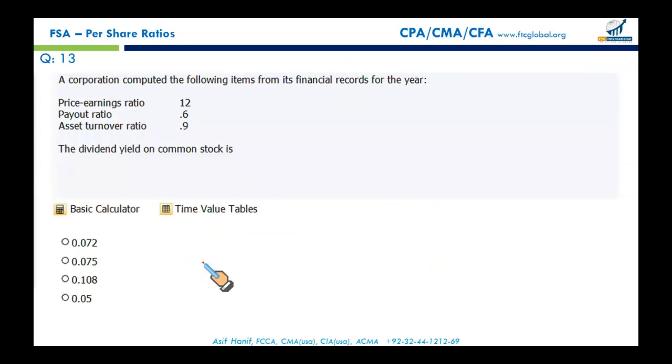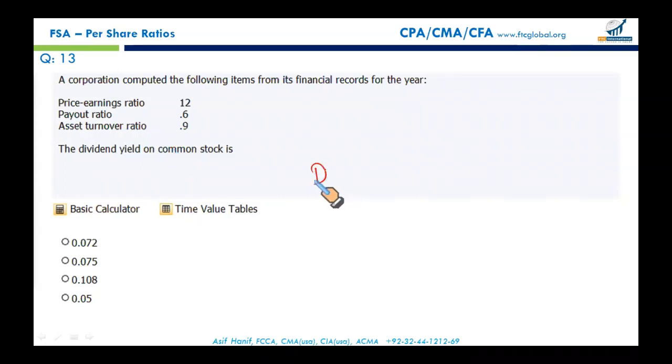Now, this is a fantastic question. A corporation computed the following items from its financial records for the year. Price earning ratio 12, dividend payout ratio 0.6, assets turnover 0.9. The dividend yield on common stock.